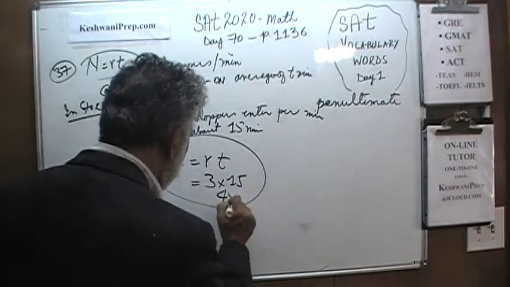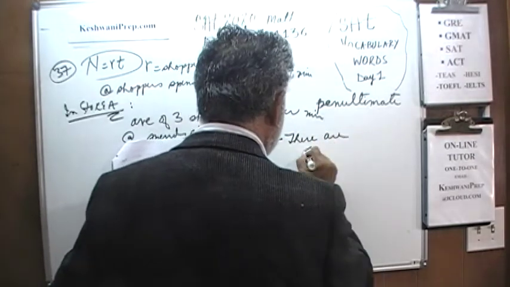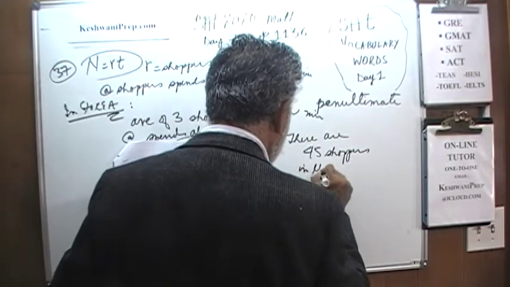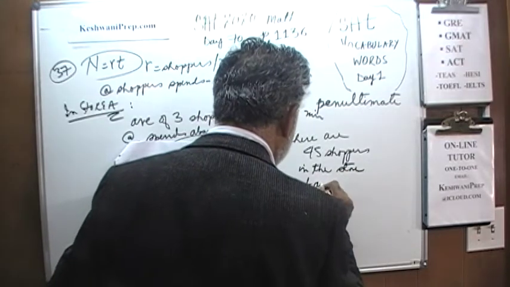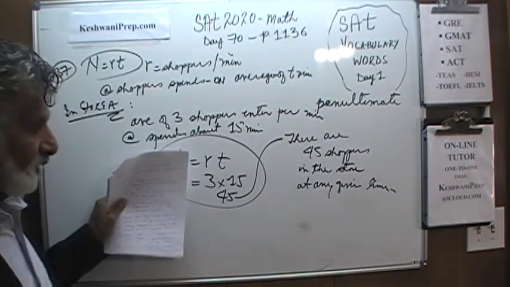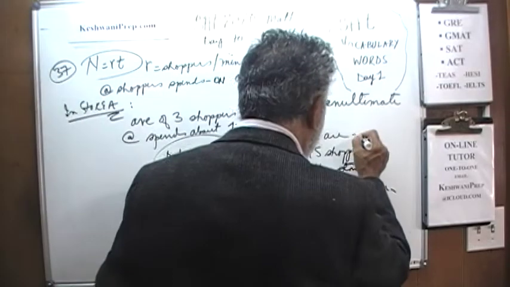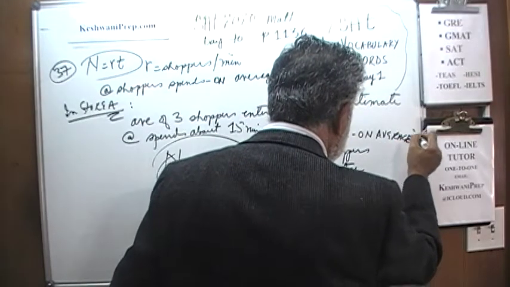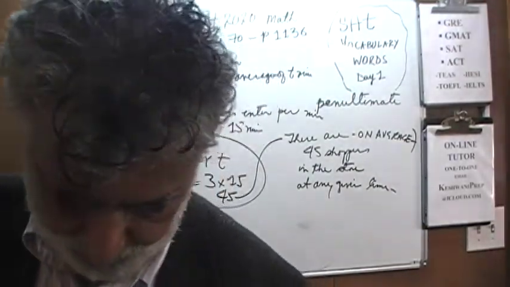This is 45. This tells us that there are 45 shoppers in the store at any given time. What I left out is the qualification here. There are, on average, 45 shoppers in this store at any given time.